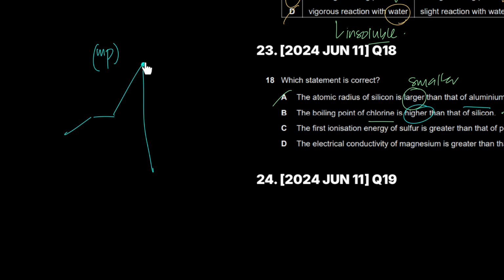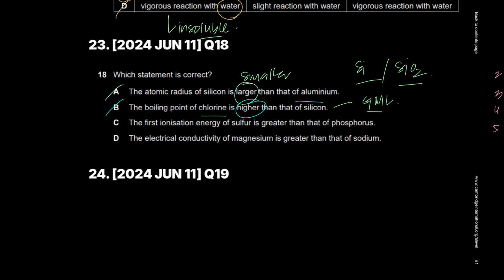It looks something like this. This is where silicon lies at the top. It's the king of melting points, or boiling points, right? So B is absolutely incorrect. The first ionization energy of sulfur is greater than that of phosphorus.